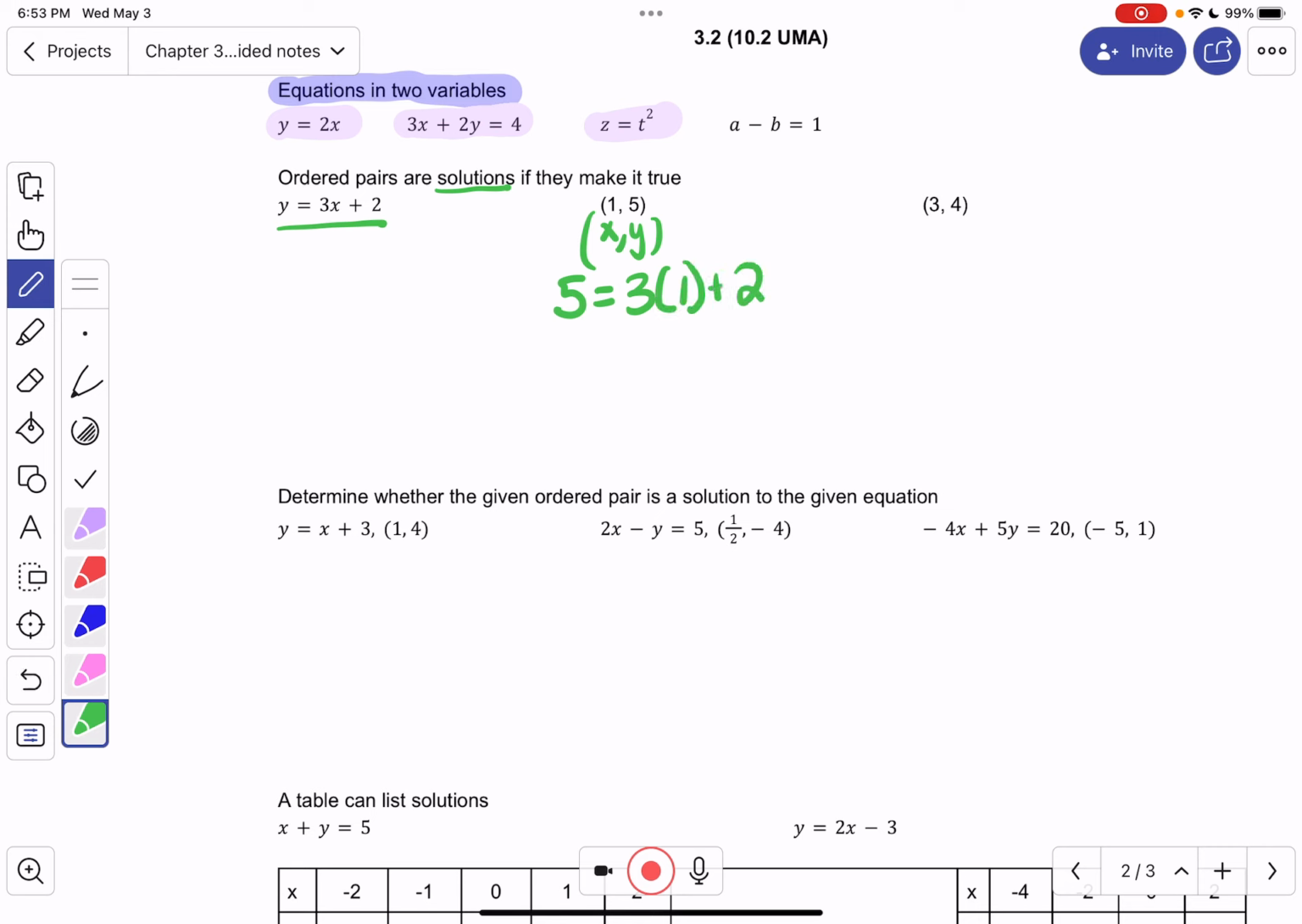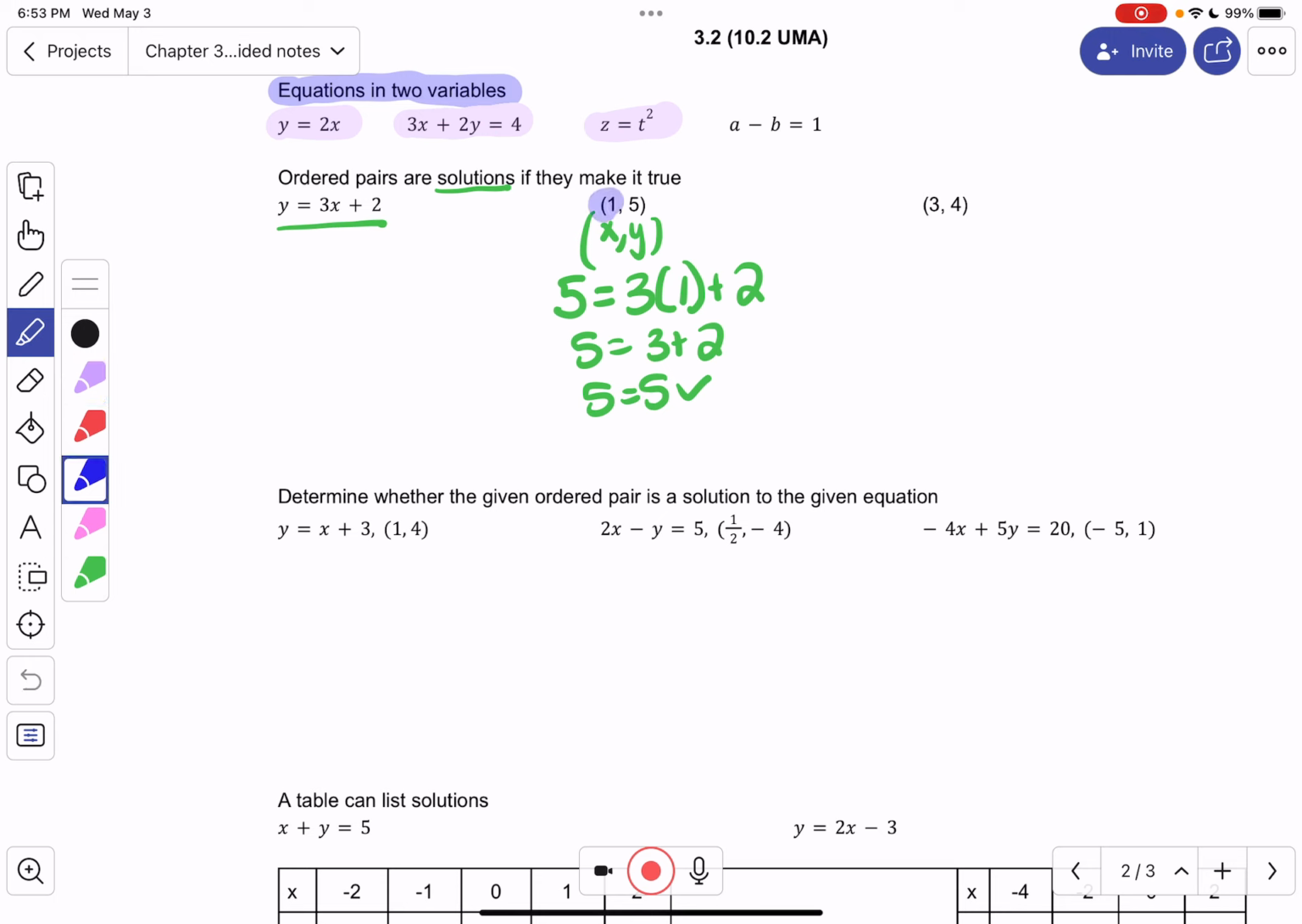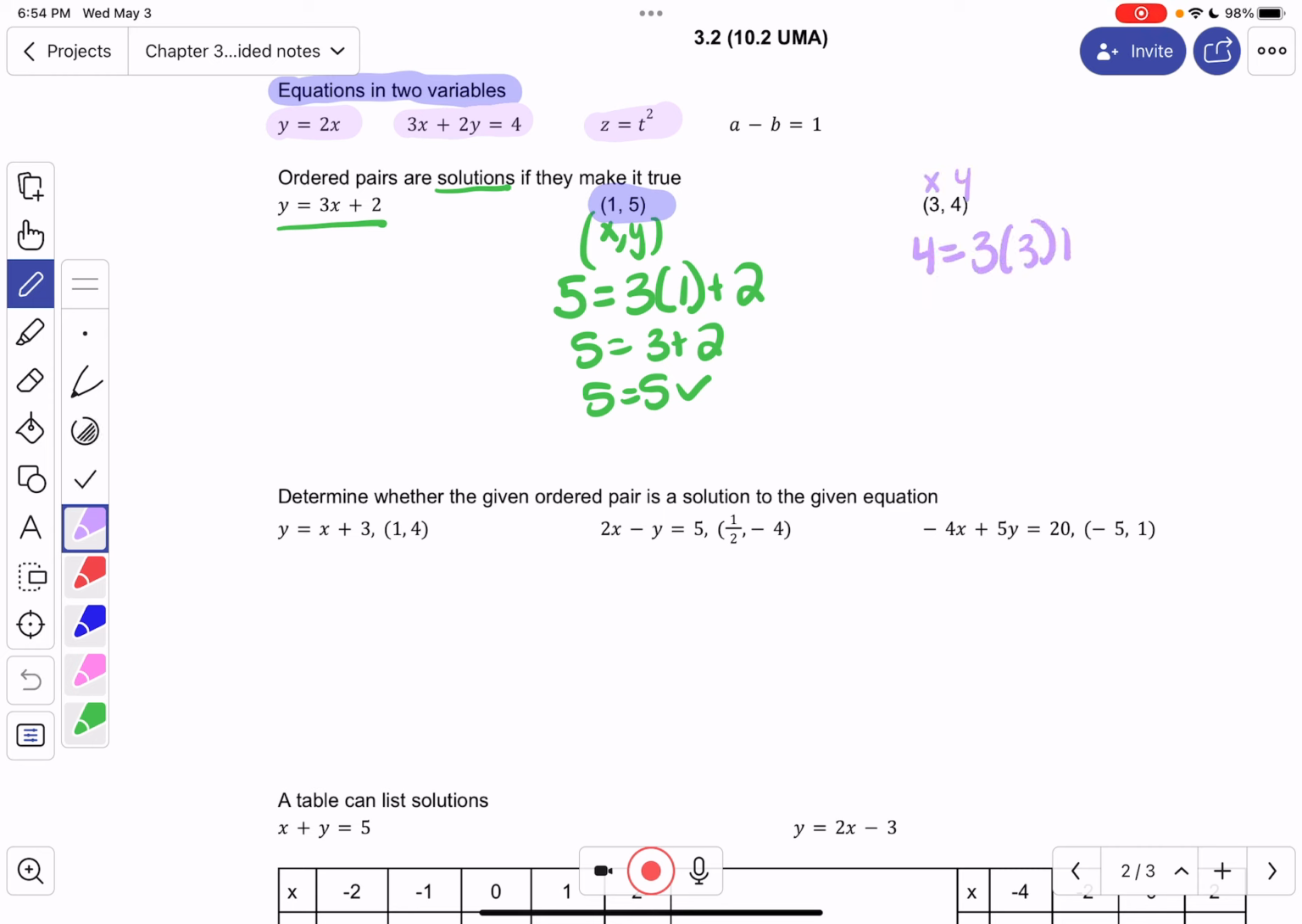3 times 1 is 3. 3 plus 2 is 5. Both of those, 5 equals 5. That's a true statement. So 1 comma 5 is a solution. Let's try the other one. Remember x, y. So 4 equals 3 times 3 plus 2. 3 times 3 is 9. 9 plus 2 is 11. That is not true, so it's not a solution. That's all you're going to do when you're checking.